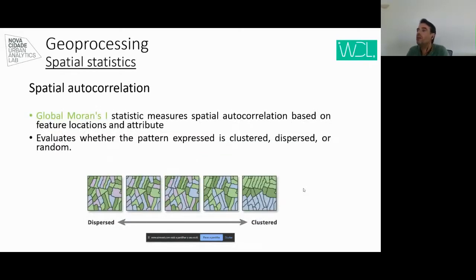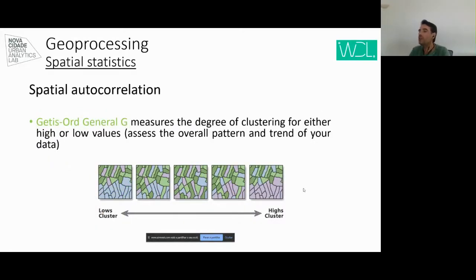Talking a little bit now about spatial statistics, an important aspect is spatial autocorrelation, because of the property of Tobler's law, the first law of geography, that near things are more related than things that are farther away. You can use, for example, the global Moran's I statistic that measures spatial autocorrelation based on feature locations and attributes. You can evaluate if the pattern is expressed as clustered, dispersed, or random. Another global measure that you can use is the Getis-Ord general G, that measures the degree of clustering for either high or low values.